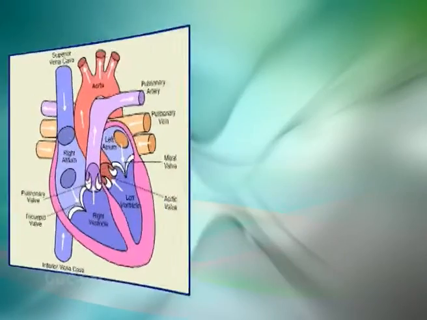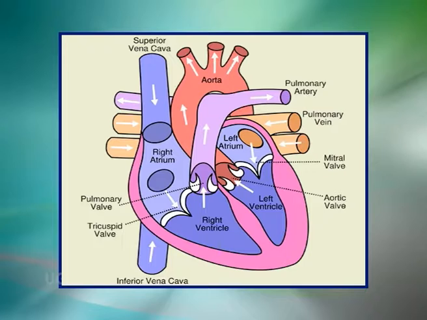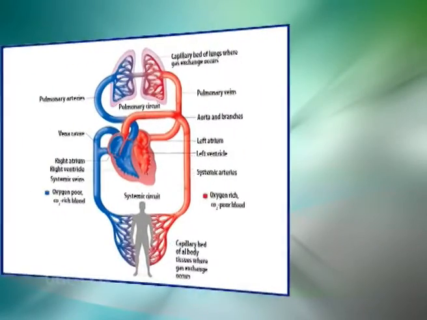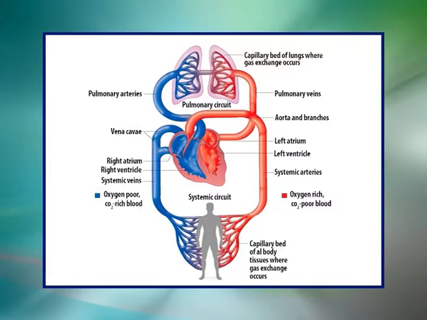When the right ventricle contracts, it ejects blood into the pulmonary artery. At the base of the pulmonary artery is the pulmonary semilunar valve that prevents backflow of blood from the pulmonary artery into the right ventricle. The left heart. The left heart includes the left atrium and left ventricle. After gaseous exchange in the pulmonary capillaries, blood high in oxygen returns to the left atrium via one of the four pulmonary veins.